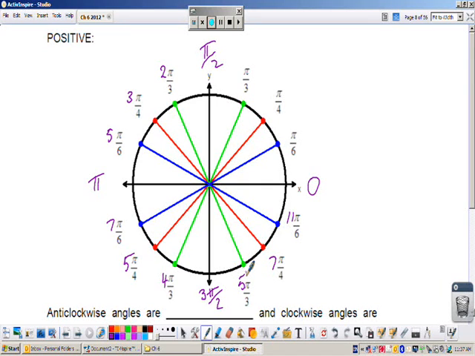So your first job is to memorise or work out how you can find an angle, and it needs to be really automatic. And a really easy way to do it is to remember that the pi on 6s are either side of the x-axis and the pi on 3s are either side of the y-axis, and to remember those little number sequences.